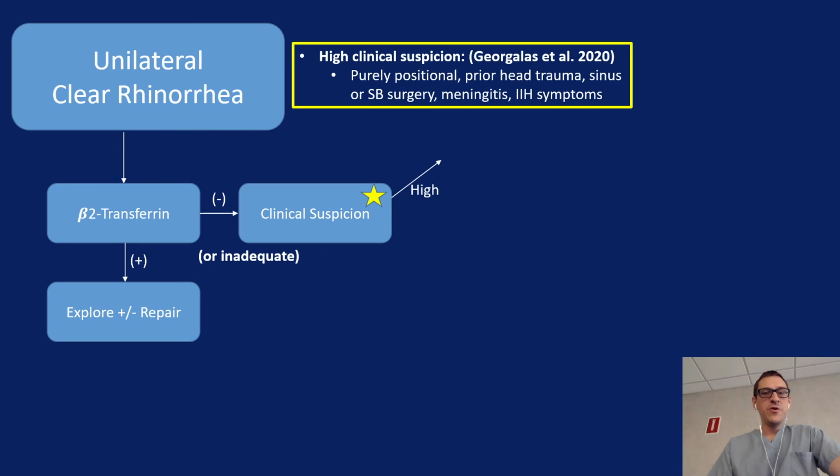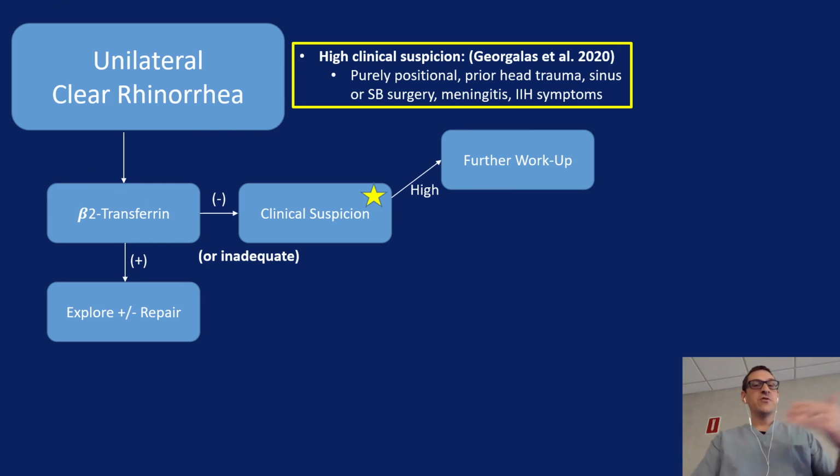The yellow star points to this spontaneous systematic review consensus statement published in IFAR in 2020. It gets back to some of the symptoms we talked about: purely positional drainage, prior head trauma, sinus or skull base surgery, meningitis, IIH symptoms. These are all things that make your clinical suspicion higher. So for those patients, we probably want to work them up further.